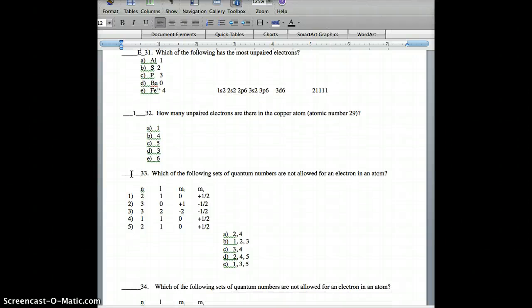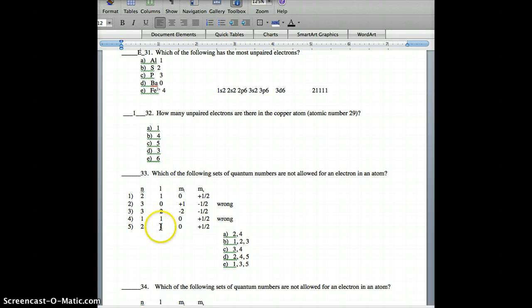All right, which set is not allowed? If n equals 2, can you have a 2s sublevel? Yes, and if you have an s, L equals 0 is fine. 3s, but if L equals 0, you can't have a positive 1 m value, so that one is wrong. If n equals 3, can you have a d sublevel? Yes, and if you have a d sublevel, you could have a negative 2 orbital because the values would go from negative 2 to positive 2, so for L equals 2, m could equal negative 2, negative 1, 0, 1, 2. So that one's okay. If n equals 1, L cannot equal 1 because L only goes from 0 to n minus 1. So that one's wrong.